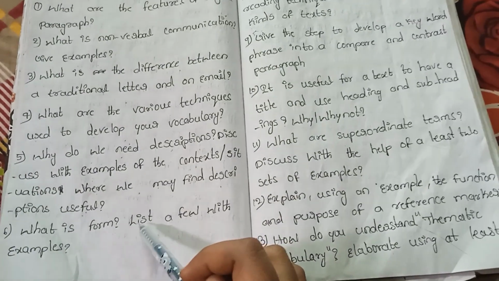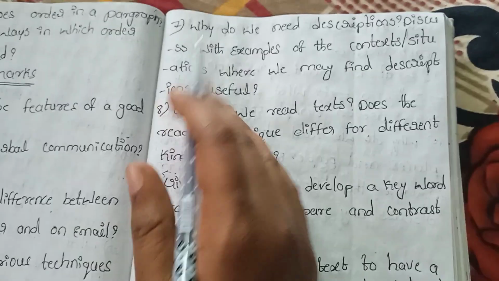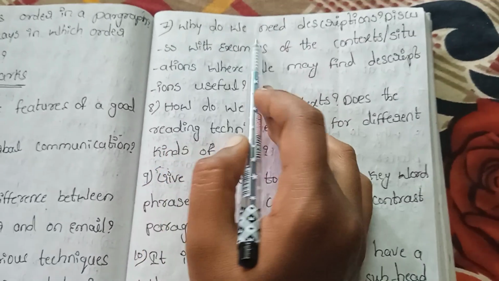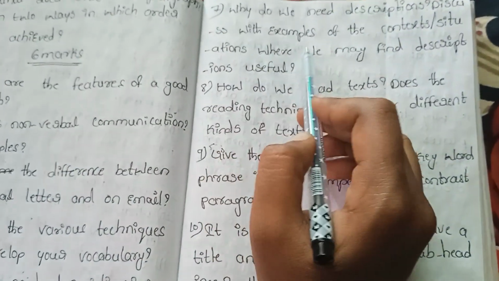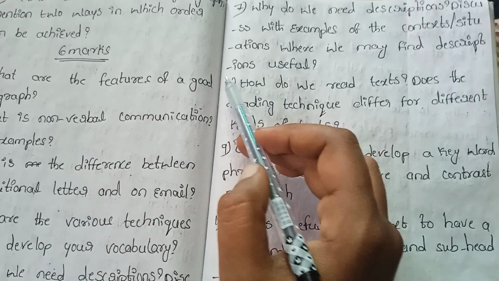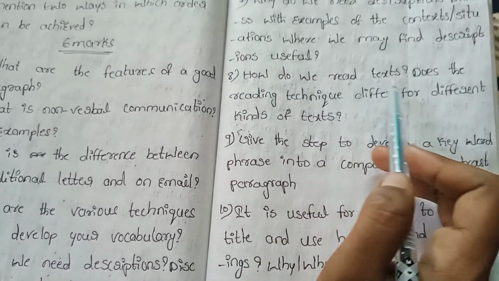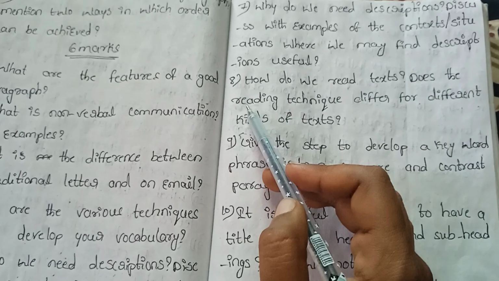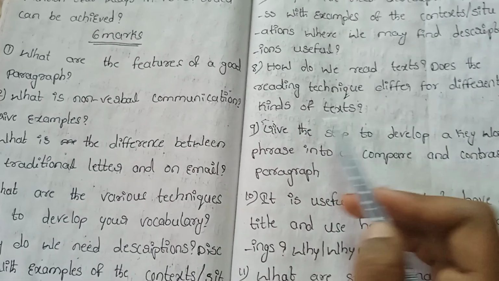What is form? List a few with examples. Why do we need description? Discuss with examples the contextual situations where we may find descriptions useful. How do we read texts? Does the reading technique differ for different kinds of texts?